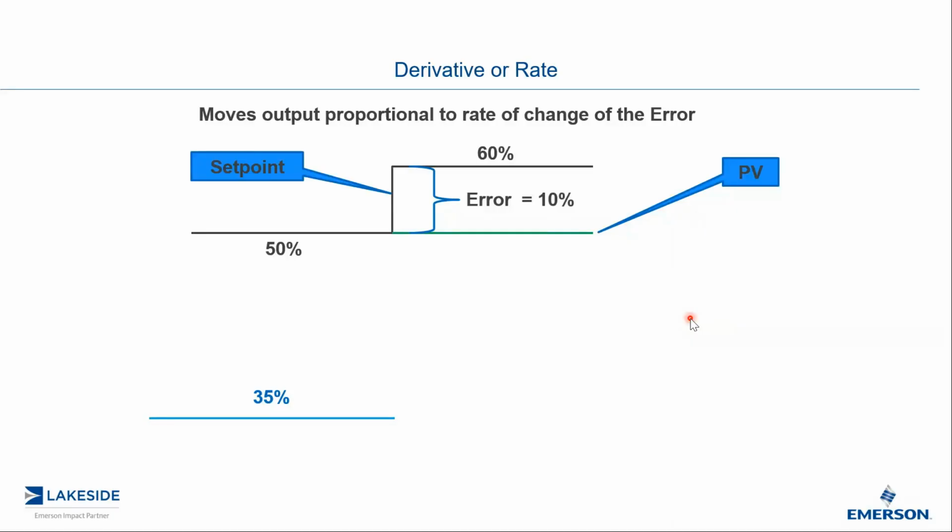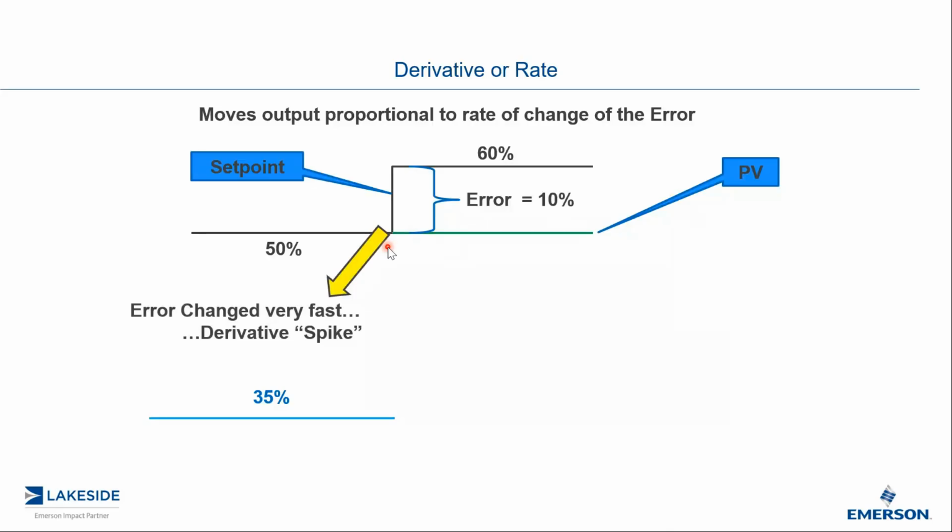Derivative or rate will move the output proportional to the rate of change of the error. I don't care if the error is there or not, if the error is changing. So you can see here, I got set points at 50%, PVs at 50%. Then I make a set point change from 50 to 60%.